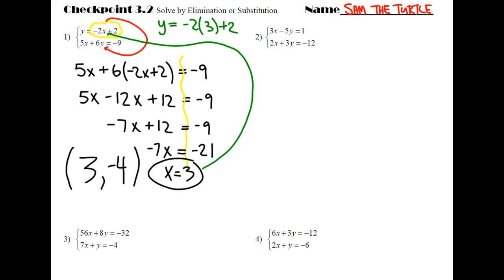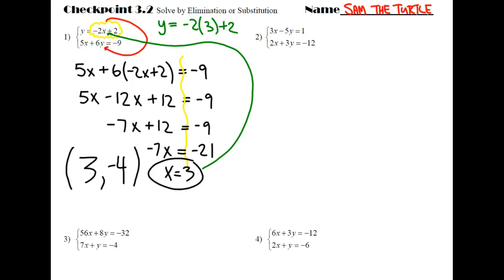Number 2, not such a good system of equations for substitution because we'd have to solve one of them for x or y, and then we'd probably get some fractions in there that we don't really want to deal with, so we're just not going to do that. We're going to use the elimination method. So we look at our x's and our y's and ask, are they going to cancel out if we add them? Are they opposites? 3 and 2, no, they're not opposites. Negative 5 and 3, are those opposites? No, they're not opposites.